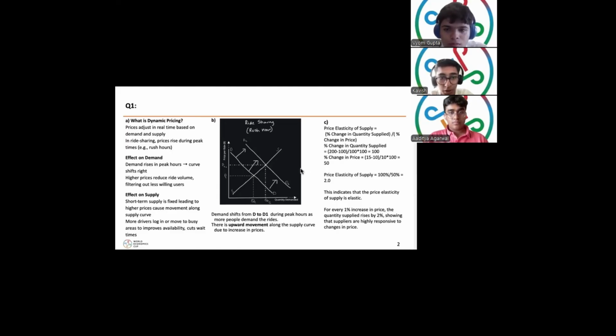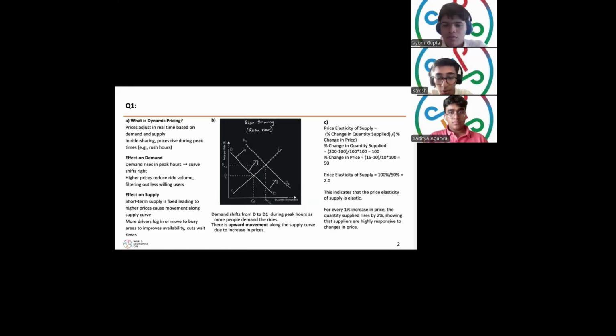Part B of the question asks for a diagram. As you can see, in the diagram, demand shifts from D to D1 during peak hours as more people demand the rides. Whereas supply doesn't shift, there's a movement along the supply curve as more drivers respond to the higher fare. Part C of the question talks about price elasticity of supply.